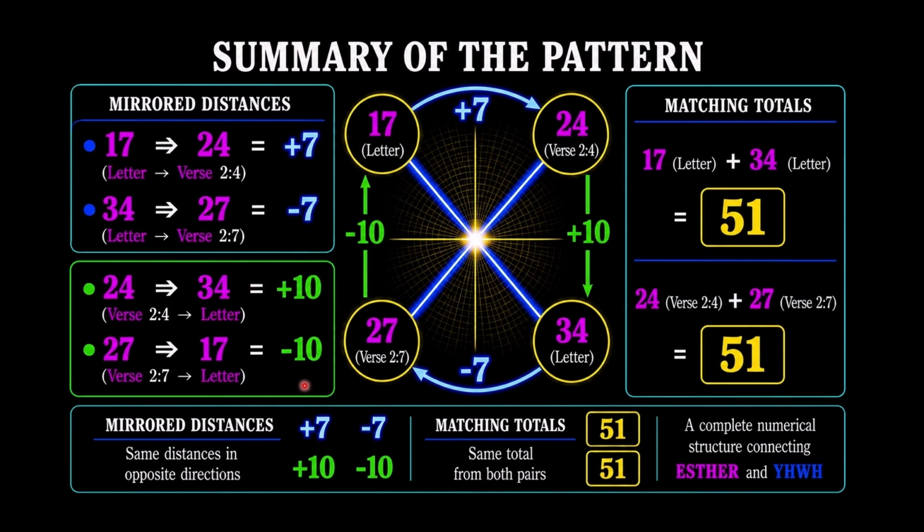This creates a perfect zero-sum balance in which the movements precisely counterbalance each other. Then, both pairs produce the same total. 17 plus 34 equals 51, and 24 plus 27 also equals 51. So we see the same pattern in two ways: mirrored distances and matching totals.